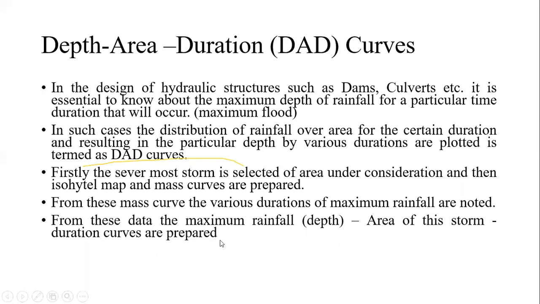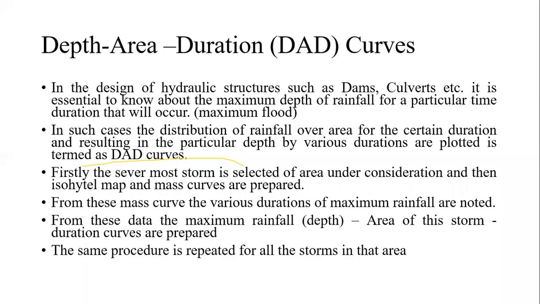We got the depth, we got the area, and we got the duration also. Now we have to plot them on the same graph. Means 3 entities we have to go for on the same graph. We'll see how to go about it. Then this we have seen for a particular storm, that is the most severe storm we have considered. Again, the same methodology, same procedure is adopted for all the storms in that particular area.